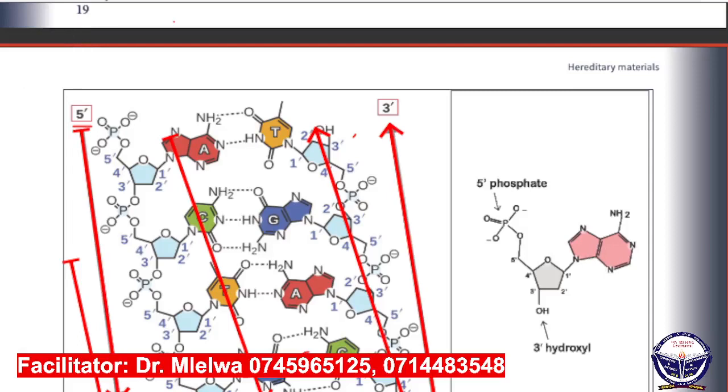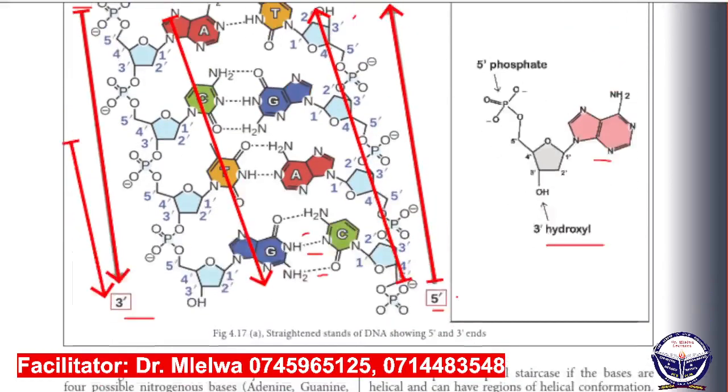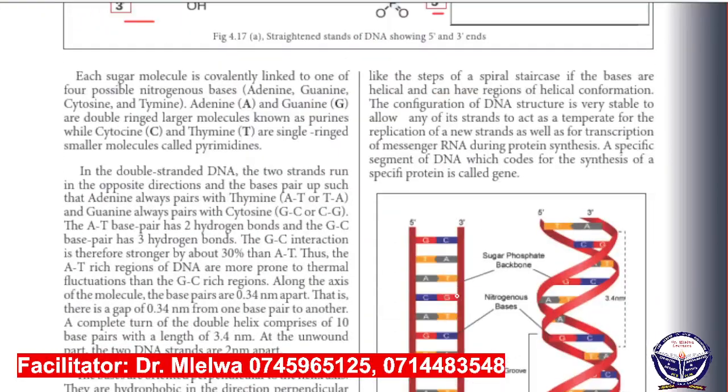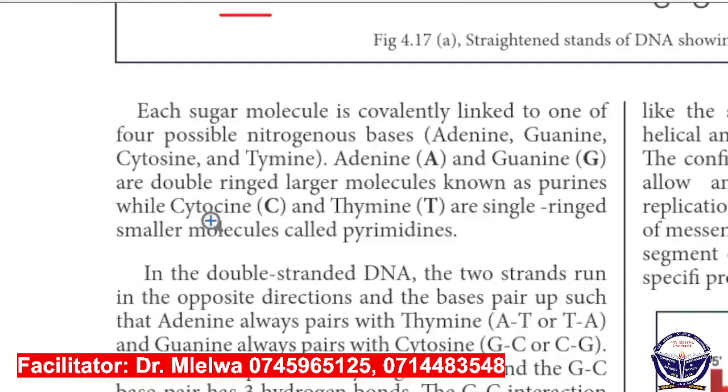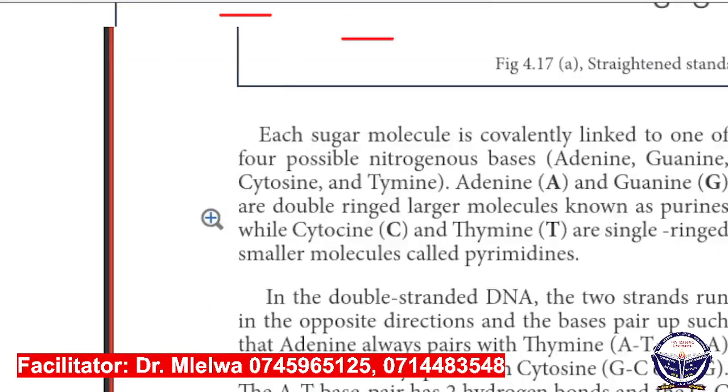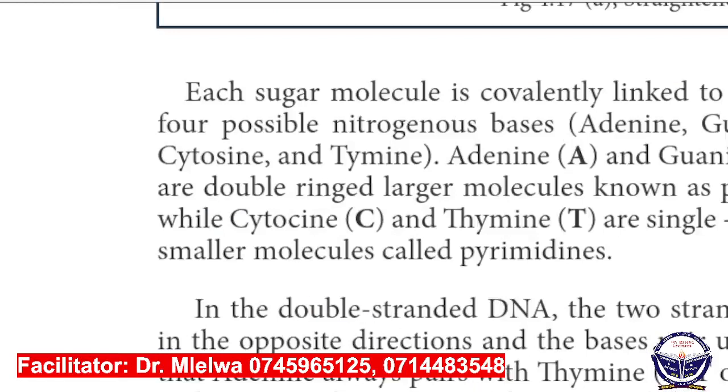So unaweza kuona hapa tuna hydroxyl, hapa tuna base, tuna carbon namba 1, 2, namba 3, namba 4, namba 5 phosphate wamejiattach. Unaona bwana? So that is the structure of DNA. So each sugar molecule is covalently linked to one of the 4 possible nitrogenous bases.